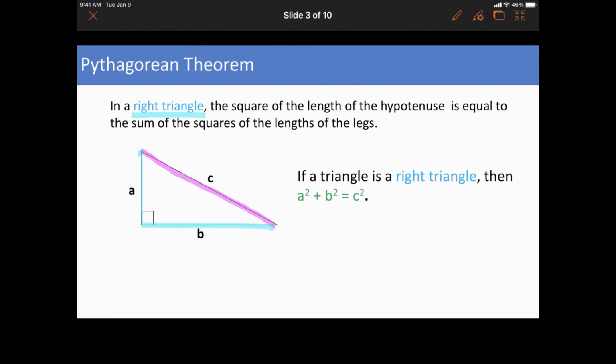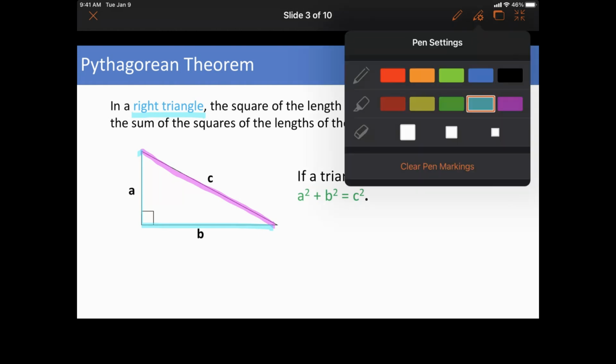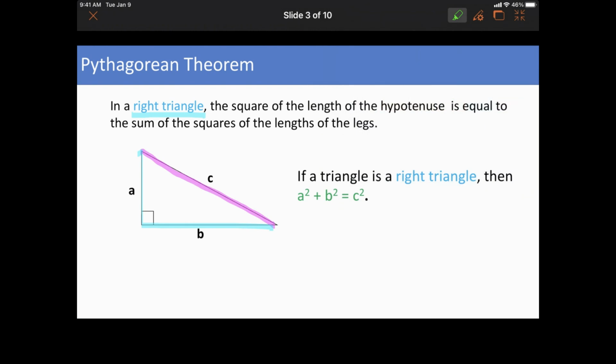If a triangle is a right triangle, then a squared plus b squared equals c squared. Again, you have to make sure that c is the hypotenuse and a and b are the legs. So remember in the Pythagorean theorem, c squared is always the hypotenuse, the longest side. No matter how it's sitting, we always have to remember c represents the hypotenuse. All right, so let's practice this.